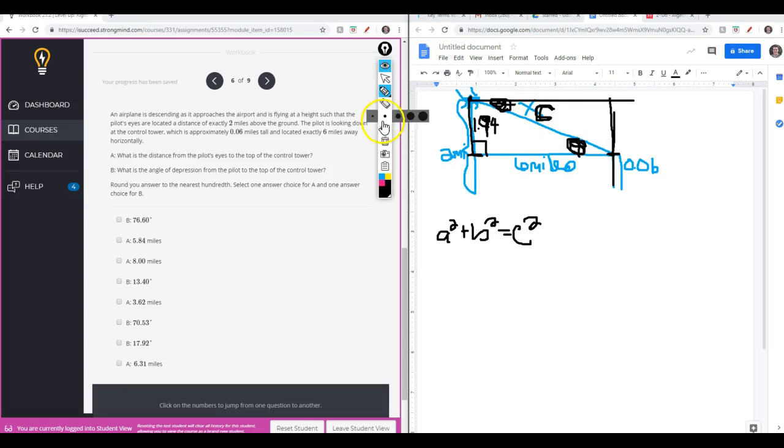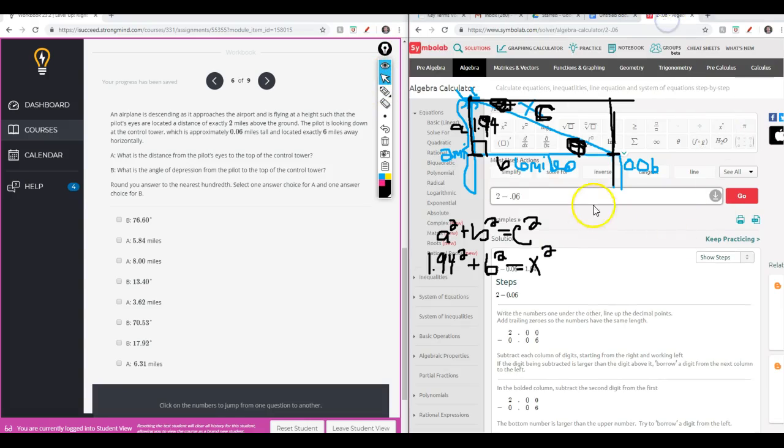So now let's just do some substitution, or label the other sides. This side is A and this side is B. It doesn't matter what order they go. So now let's do the substitution. A's side length is 1.94, and that's squared, plus B's side length was 6 miles, so that was 6 squared, and that equals, well, C was our hypotenuse, and we had labeled it x, and that was x squared.